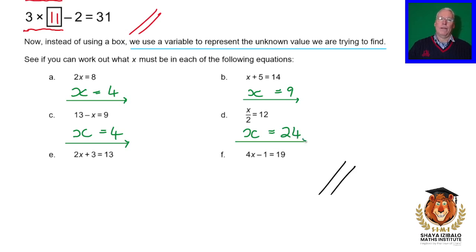All right, 2 times x plus 3 must be 13. Now obviously this piece over here must be 10. Remember 2x means 2 times x. So what must x be if all this underlined stuff must come to 10? Well, x must be 5. Does it make sense? It always makes sense.